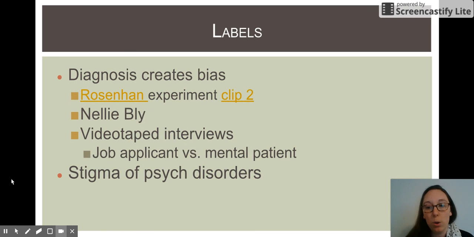Now, one of the outcomes of diagnosis is that, of course, it attaches a label to a person that they have this disorder. And we've gone over some of the ways that that can be a good thing, but it can also be a negative because diagnosis does create a certain element of bias.